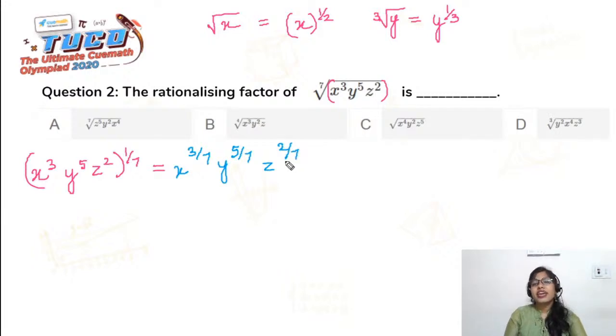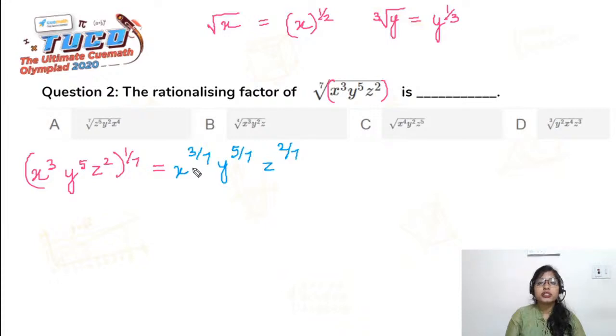Now carefully see. What do we mean by rationalizing factor? A rationalizing factor of a number is something which, when multiplied to it, makes the number a rational number. Because currently the number that we have is an irrational number. So we have to figure out one such number which, when multiplied to this given expression, makes it a rational number.